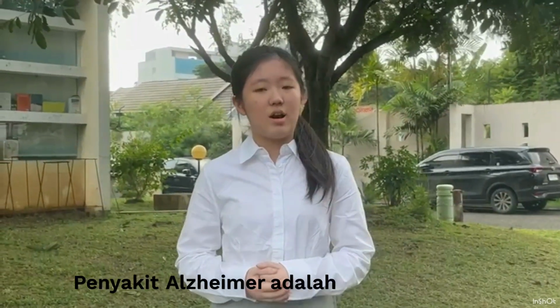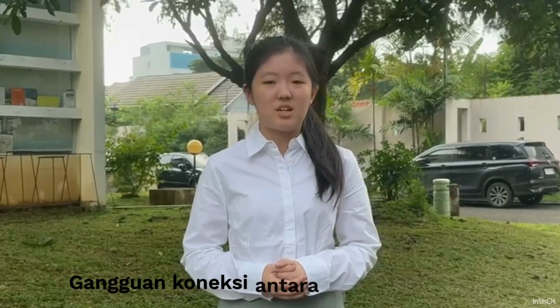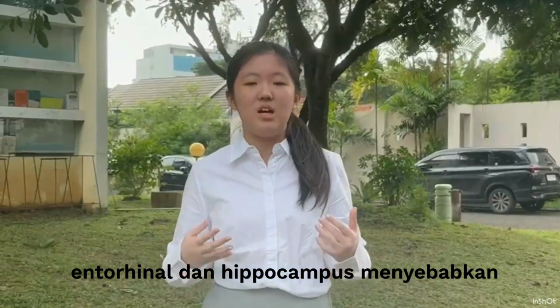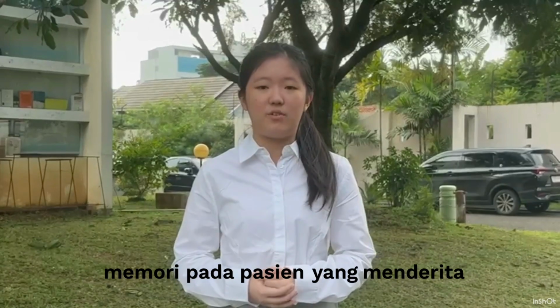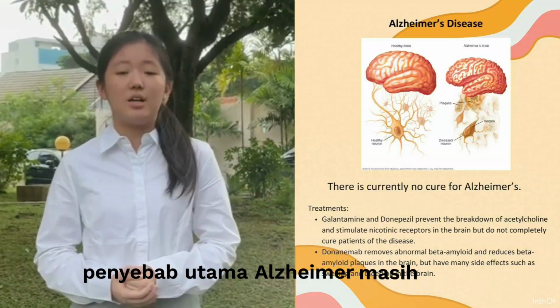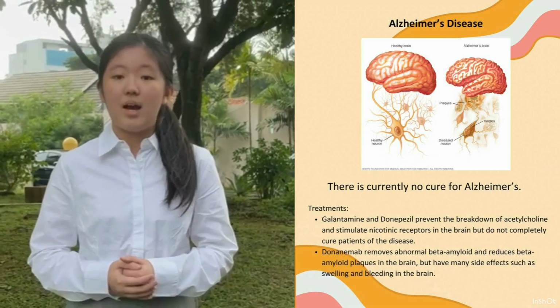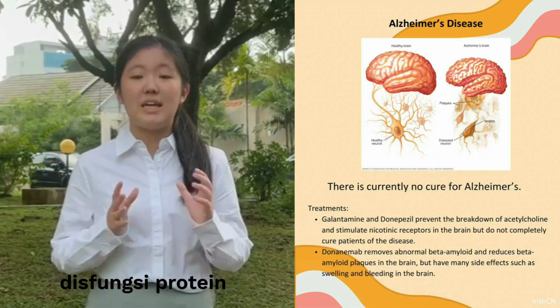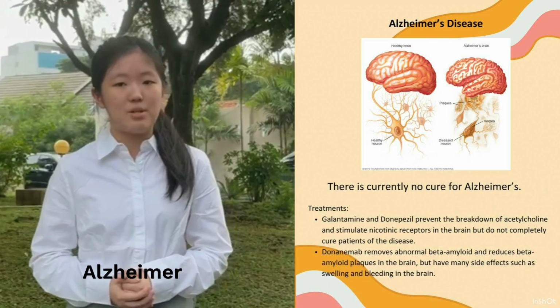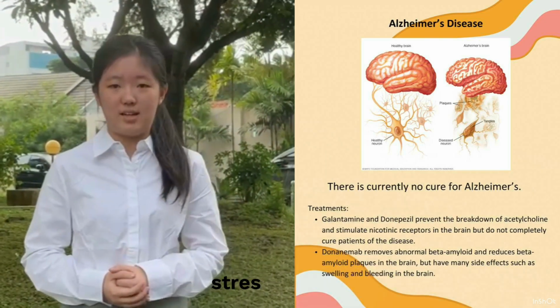Alzheimer's disease is a chronic disease that causes the brain to shrink with age. Disruptions in connections between the neurons in the entorhinal cortex and hippocampus cause memory loss in patients suffering Alzheimer's. Until now, the main cause of Alzheimer's is still unknown due to the complexity of the brain and late diagnosis. However, protein dysfunction is one of the causes of Alzheimer's, as it causes protein aggregation, neuroinflammation, and oxidative stress.